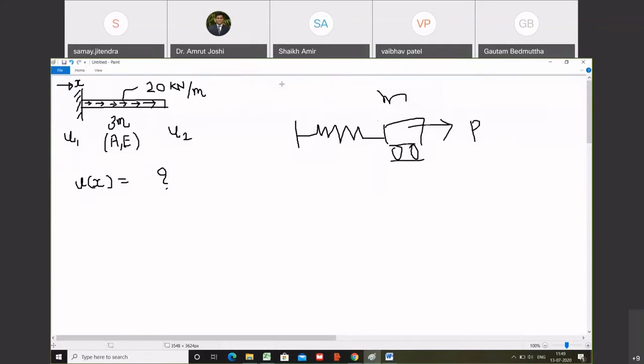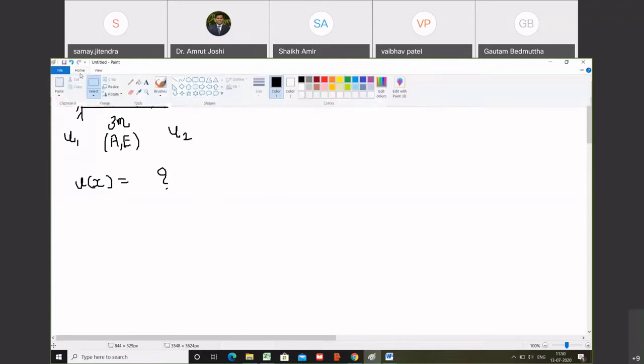Okay. In this class, we are going to deal with a different example where I have a bar of prismatic section loaded with uniformly distributed axial load. What is prismatic? Cross section is the same. Not only cross section, cross-sectional shape and size both are the same all along the length of the member. Then such a member is called a prismatic member. Am I very clear?